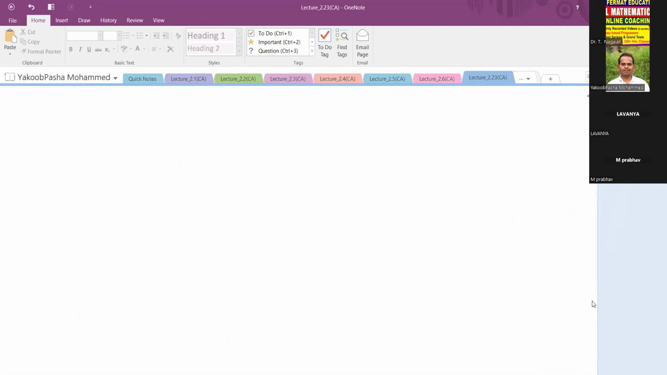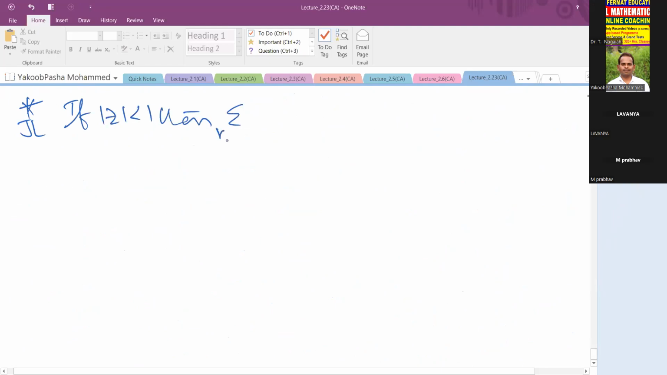Now I am taking another problem. The expansion of log (1 plus z). Okay. Same question paper, real question, JL question paper. If the condition modulus of z less than 1, then summation n is equal to 1 to infinity (-1) to the power of n plus 1 into z power n by n.